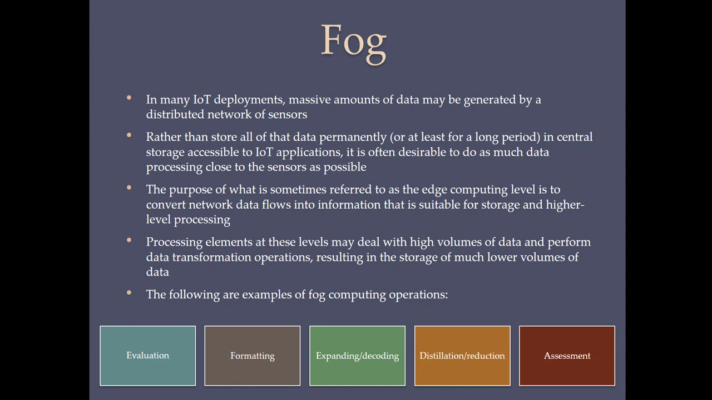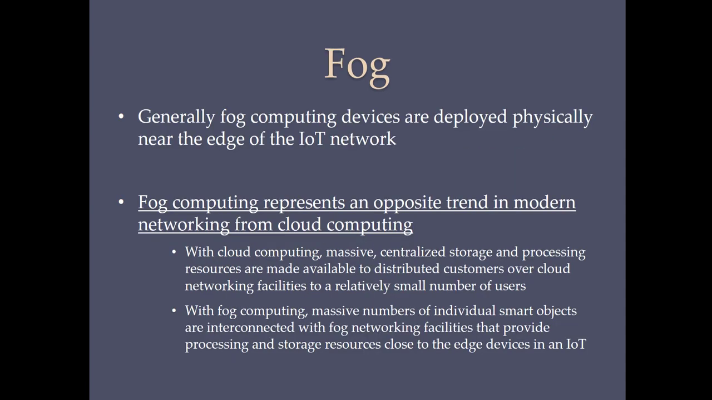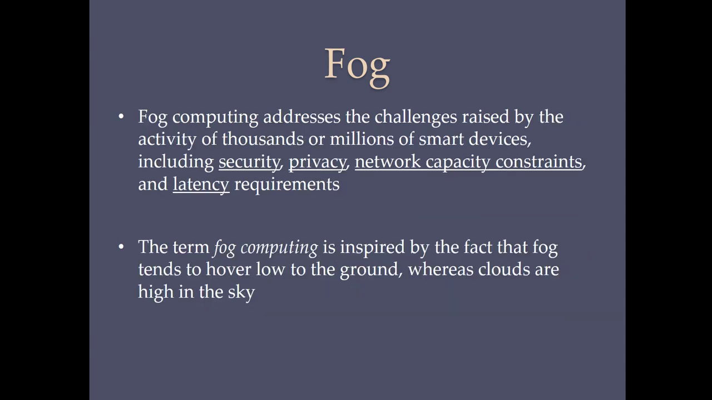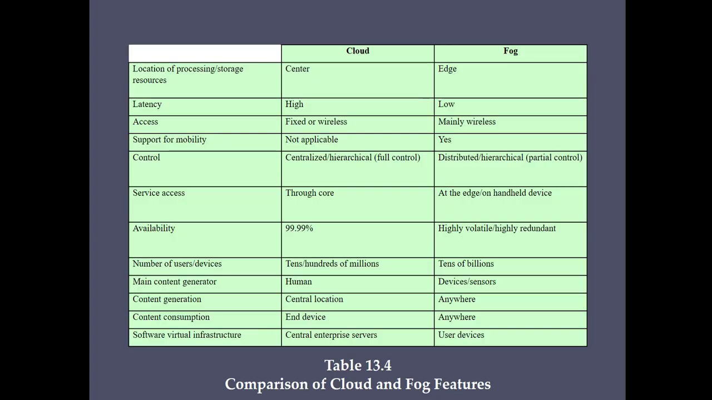If you look at the fog, it's giving an opposite trend in modern networking from the cloud, right? Mainly, if you want to differentiate between them, latency or delay is the one factor that can differentiate between them. If you have a real-time application where latency is very important, then you have to use the fog. If not, the cloud is okay, you can just go with the cloud. Mainly the fog is providing services like security, privacy, network capacity constraints, and latency requirements. And as you can see here, we have a comparison between the fog and the cloud.